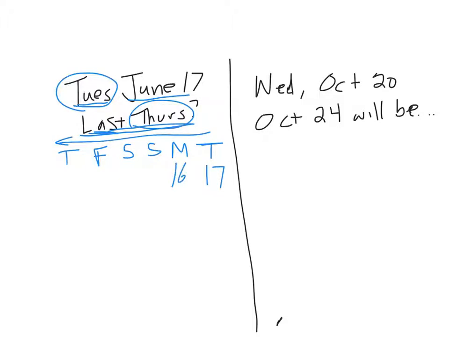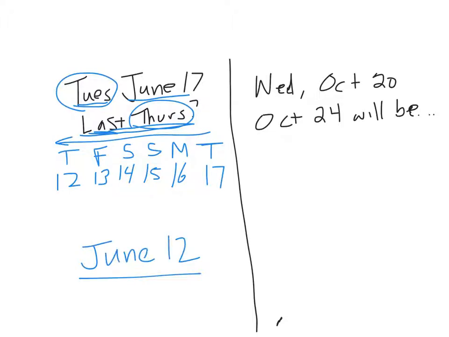So before the 17th was the 16th on Monday, 15th on Sunday, 14th on Saturday, 13th on Friday, 12th on Thursday. So last Thursday, it was June 12th is the answer for that one. All right, let's take a look at another example.